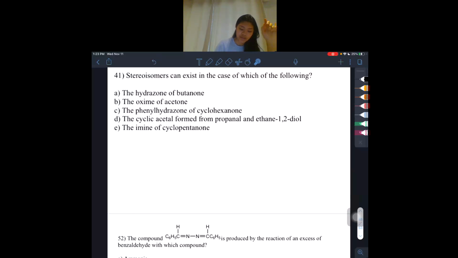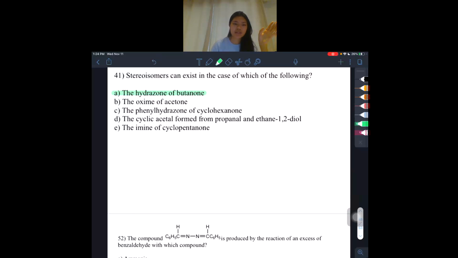okay, it does say recording in progress. We want to look at which one we can use as stereoisomers, meaning they could be diastereomers or enantiomers. So I'm just going to give you guys the answer to this and then explain the answer, so hopefully it makes more sense that way instead. So the answer for this is A.